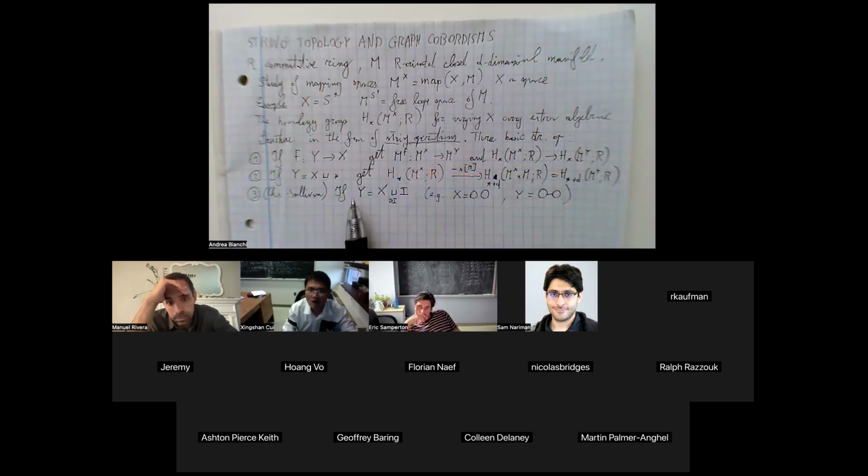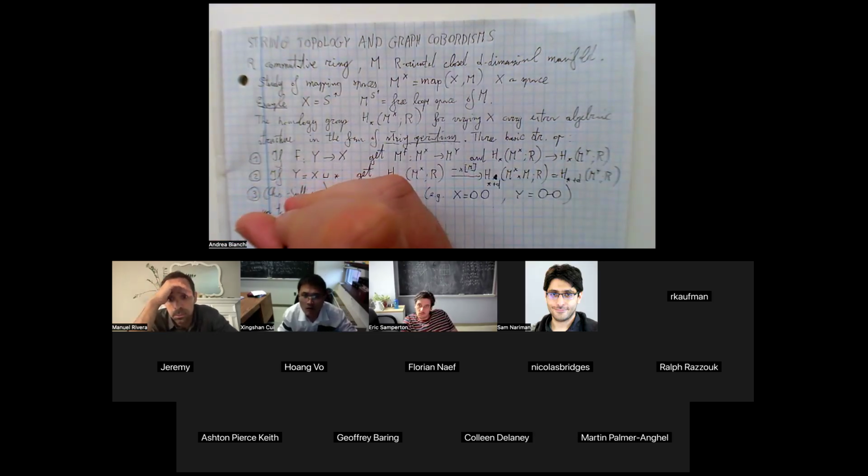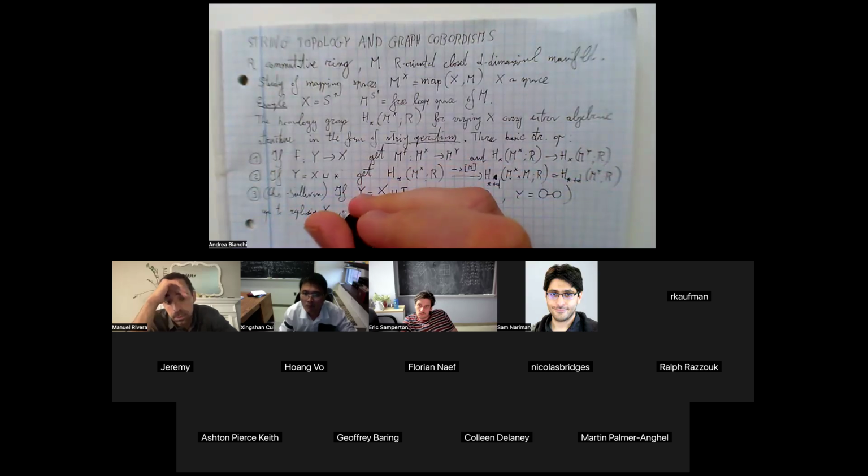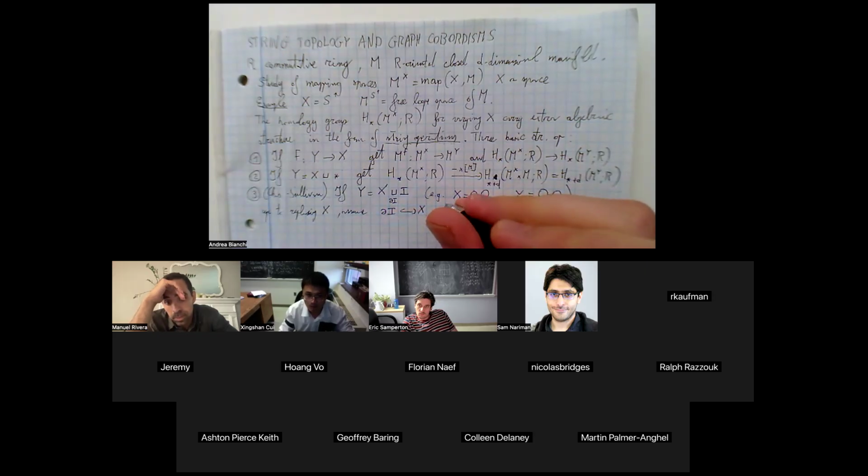So let's suppose that we have some space X and we attach a one cell. Then, up to replacing X up to homotopy equivalence, assume for simplicity that this map from the boundary of the interval into X is a cofibration.